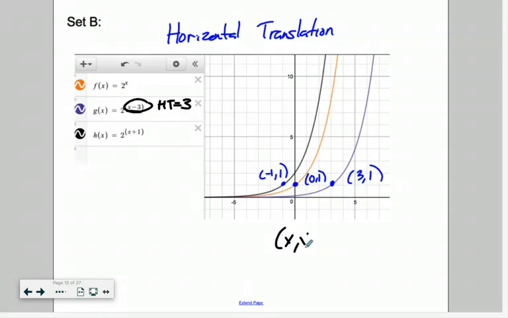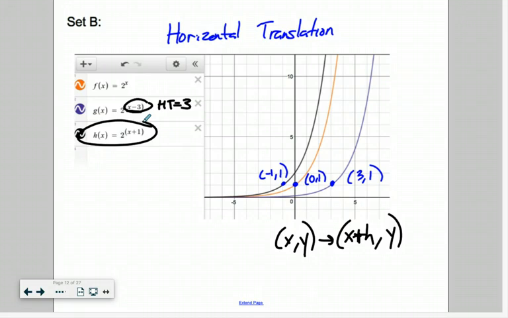So if you're looking at it as a mapping rule, right, your x coordinate is having that h added onto it, okay? And then your y values have stayed the same, okay? And then same thing in the black graph, you've got h of x is equal to 2 to the power of x plus 1. That's your horizontal translation of minus 1.